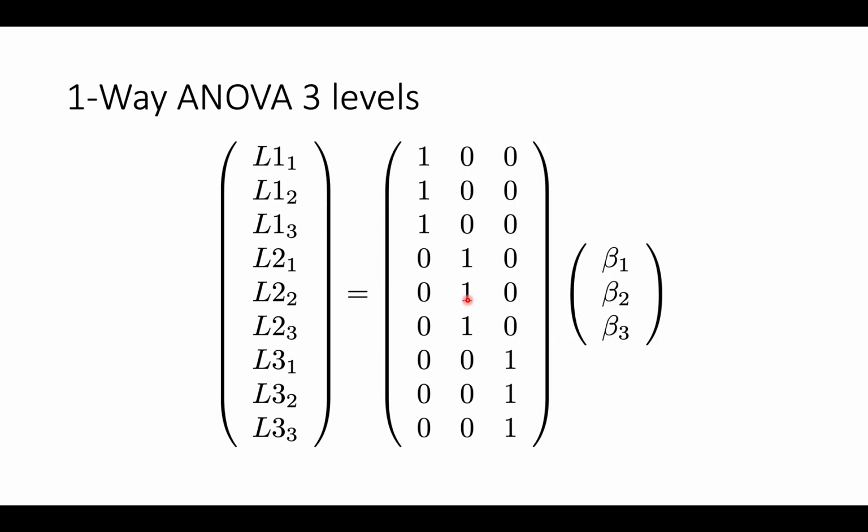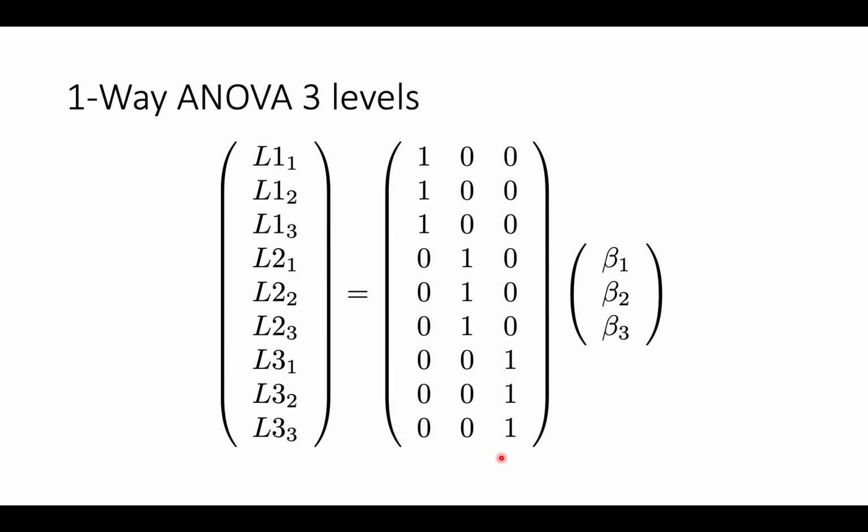So here's what that model would look like, the one-way ANOVA with 3 levels. So I have 3 observations per level. The first 3 are level 1, second 3 are level 2, last 3 are level 3. This is not a repeated measures model. So I have 9 independent subjects that I'm modeling here.